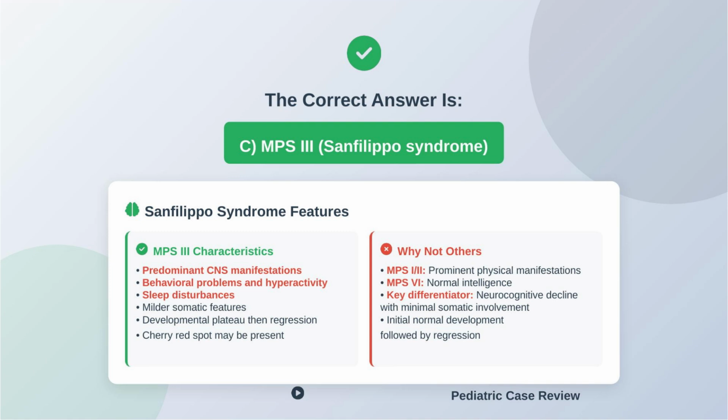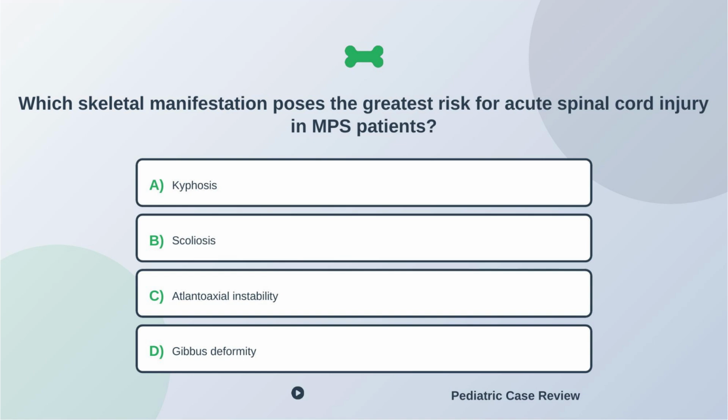A cherry red spot may be observed on fundoscopic examination. In contrast, MPS I and II typically have more prominent physical manifestations, while MPS 6 preserves intelligence. Regarding skeletal manifestations in MPS, which skeletal manifestation poses the greatest risk for acute spinal cord injury in MPS patients?